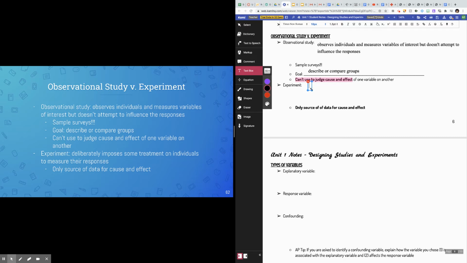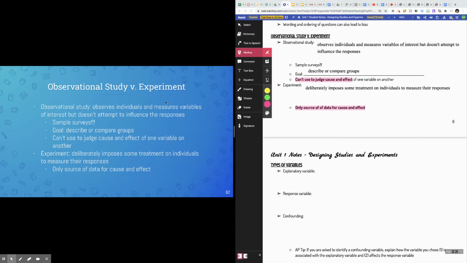Okay? In an experiment, you deliberately impose some treatment on individuals to measure their response. Okay? This is the only way. It's the only way that you can get cause and effect data. It's the only way, right?